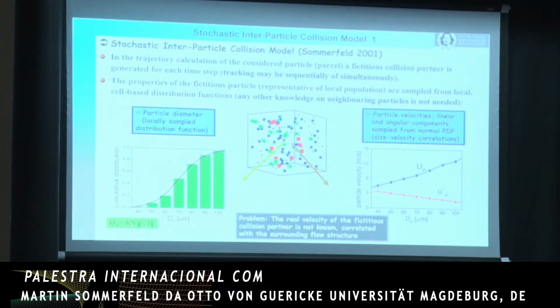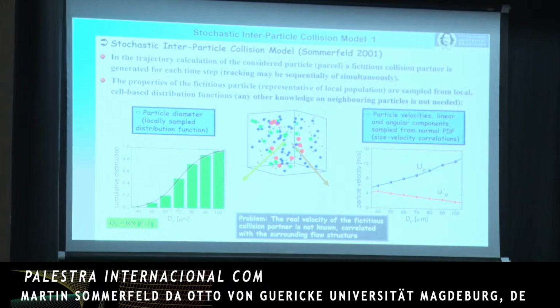So what's the idea of this stochastic interparticle collision model? We have a particle which is tracked through the flow field, and in each time step we create a fictitious collision partner, as I said, out of the cell properties. So we have the concentration of the cell with a certain size distribution of the particles. And first of all, you have this cumulative distribution. For example, you do a random process to select a certain size of this fictitious particle.